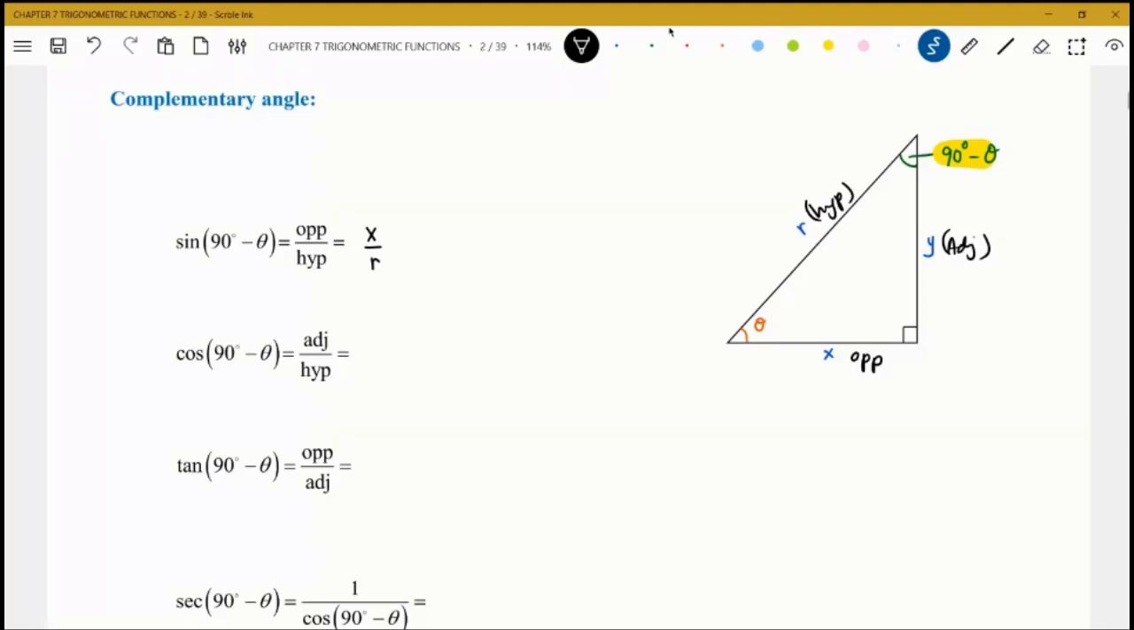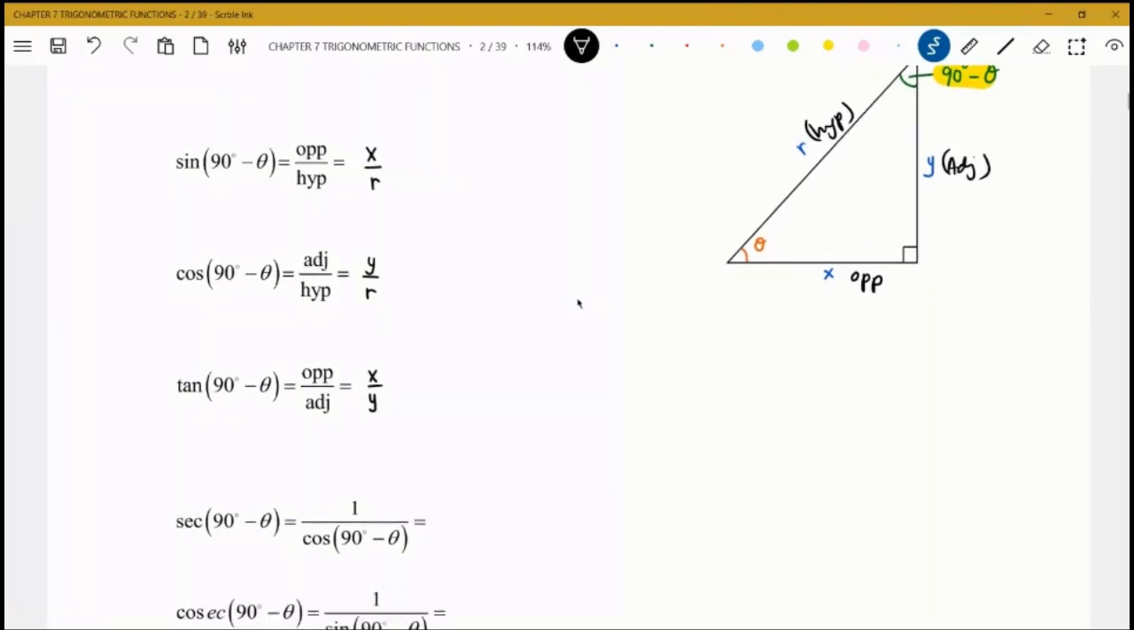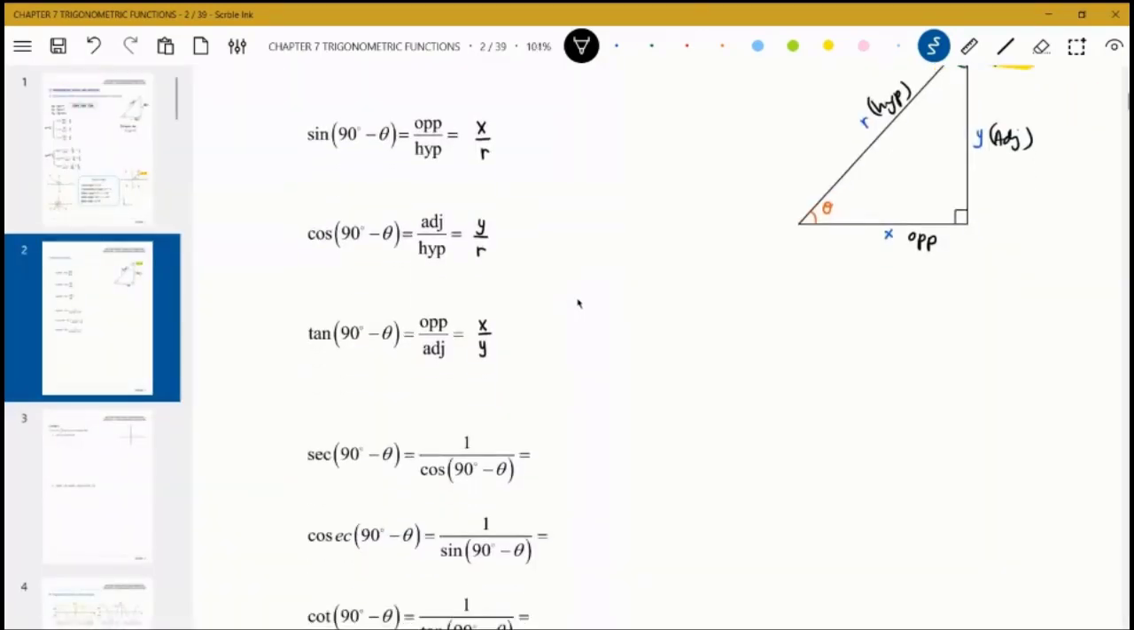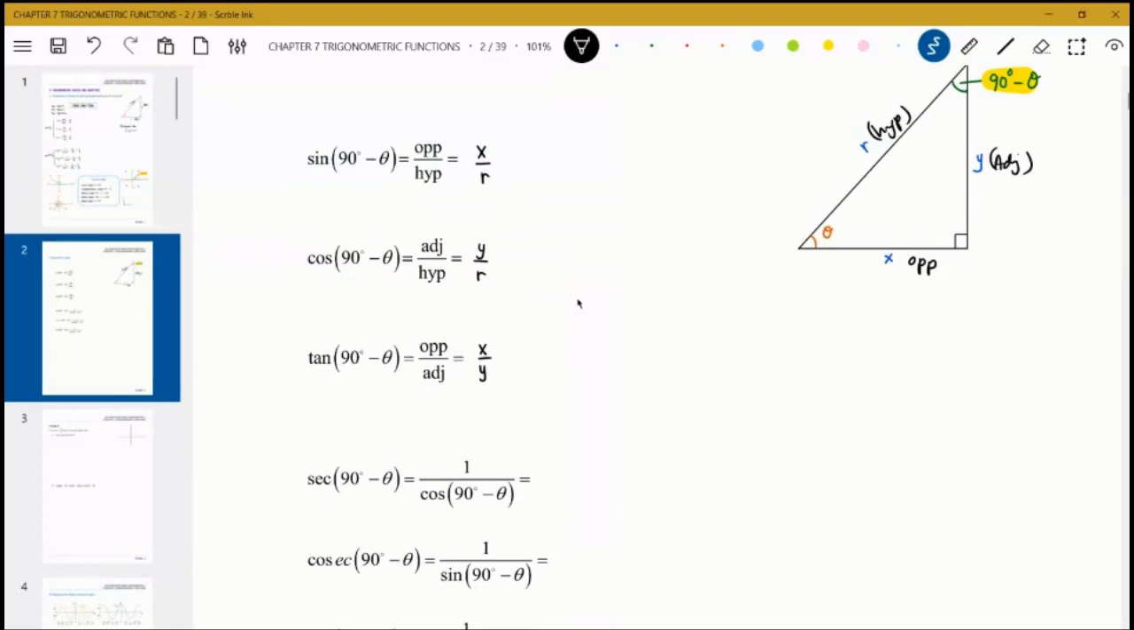Adjacent dia adalah y, hypotenuse adalah r. Tangent, TOA, opposite over adjacent, so we're going to have x over y. That one is for primary trigo. For the secondary trigo, secant: kita tengok pada the third letter adalah C. It's going to be 1 over cos. 1 over cos kita dah dapat kat sini, which is y over r. So 1 over y over r is going to be r over y.